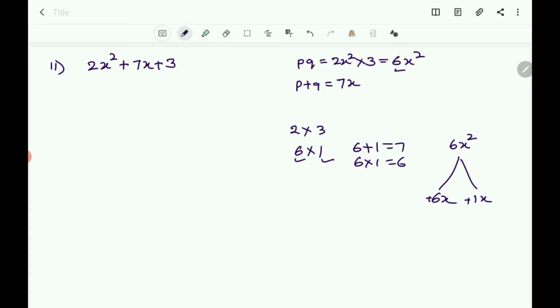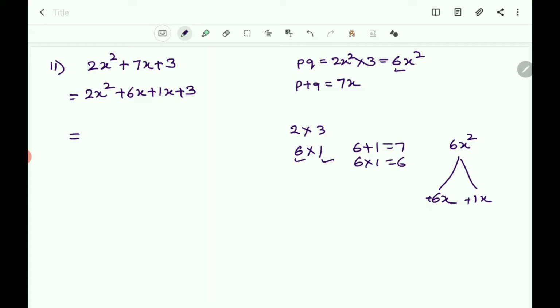So the factors are 6x and 1x. You write here, first term as it is, 2x square plus 6x plus 1x. The middle term 7x is split into 6x and 1x, and plus 3 you write as it is. Now you got 4 terms. The trinomial is converted into a polynomial with 4 terms, as 7x is split into 6x and 1x. Again we have the first group, second group.